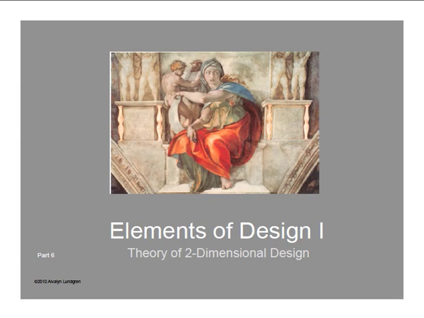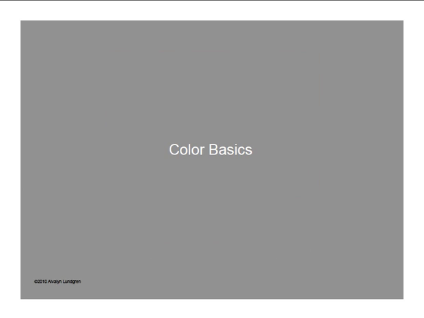Okay, this is part 6, and we are talking about color. And color, if you remember, is a formal element of design. It is a tangible element, and it's a highly complex one. This discussion will basically be a really broad overview. It will not go at all into depth.